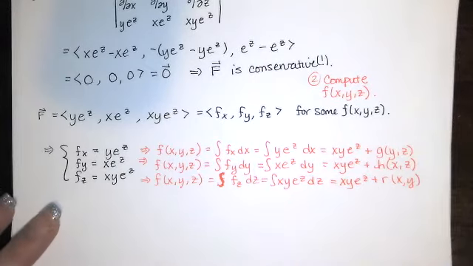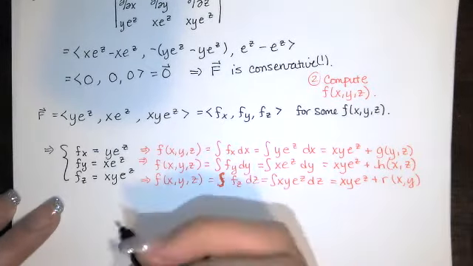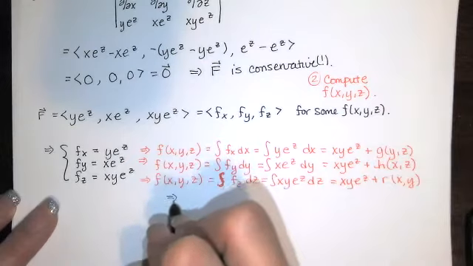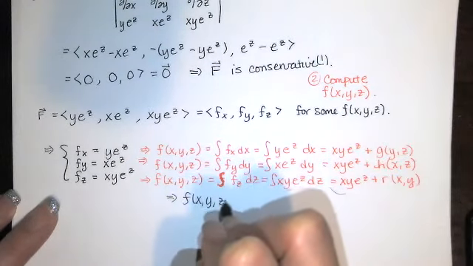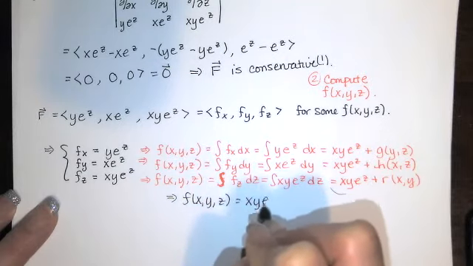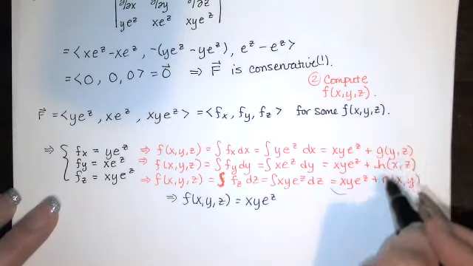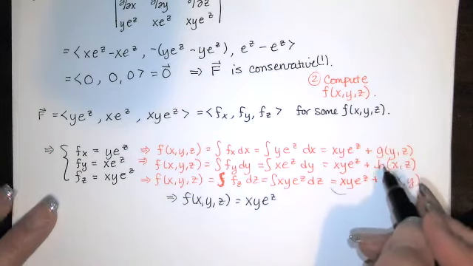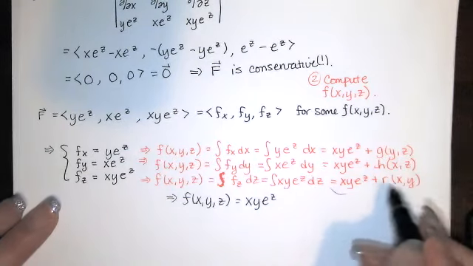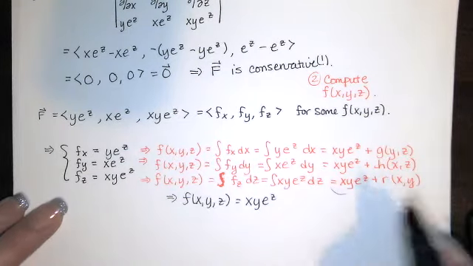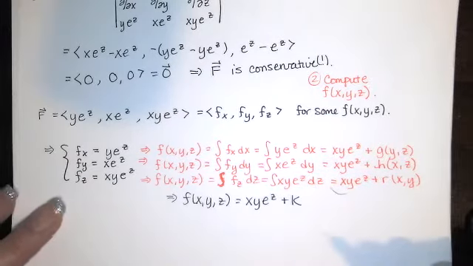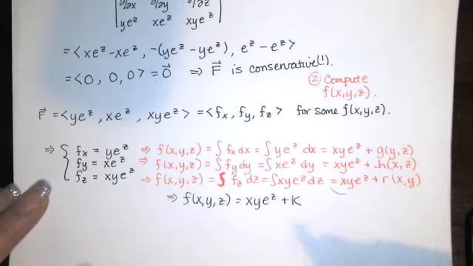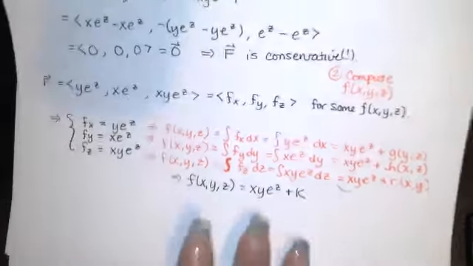Now f has to be all 3 of these. So I can see by comparing them that all of them have this term. So f of x, y, z must have an x, y, e to the z in it. And then this function of y and z must be equal to this function of x and z, which is this function of x and y. The only way that could happen is if they were all equal to a constant. So I'll just say plus k, where k is just a constant of integration. Now, I don't really need the constant of integration when I evaluate a definite integral, though.